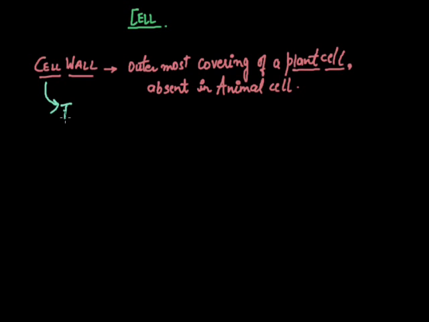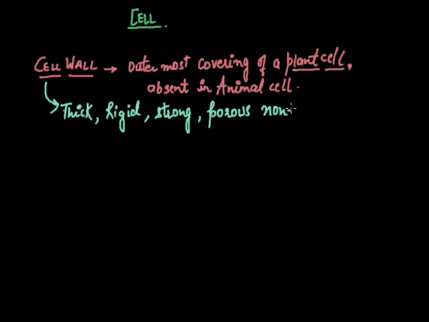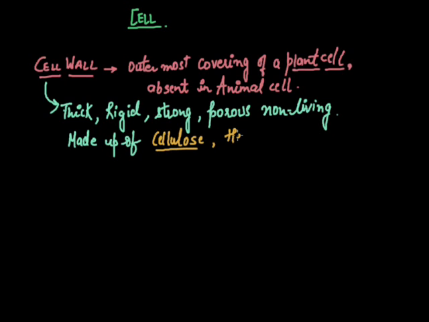Cell wall is thick, rigid, strong, porous, non-living. Non-living means it is made up of cells, but the dead cells. Now the composition, it is made up of cellulose and hemicellulose.